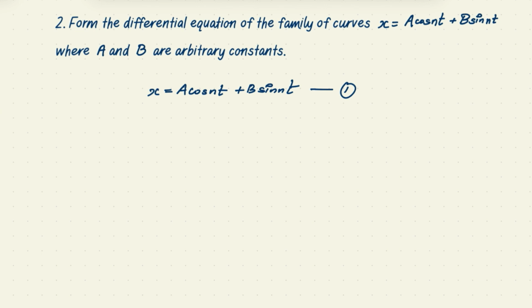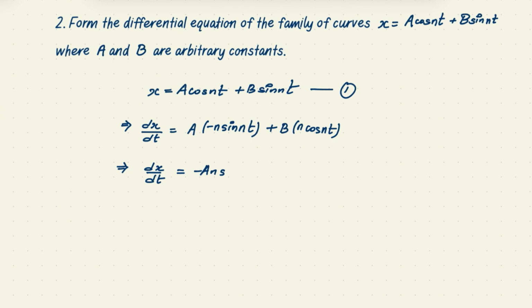So differentiating both sides with respect to t, we will have d/dt of x, that is dx over dt, equals a is constant, d/dt of cos nt is minus n sin nt, plus b, d/dt of sin nt is n cos nt. So this implies dx over dt equals minus a into n sin of nt plus b into n cos of nt.